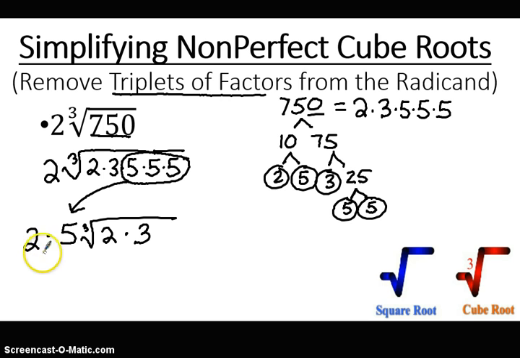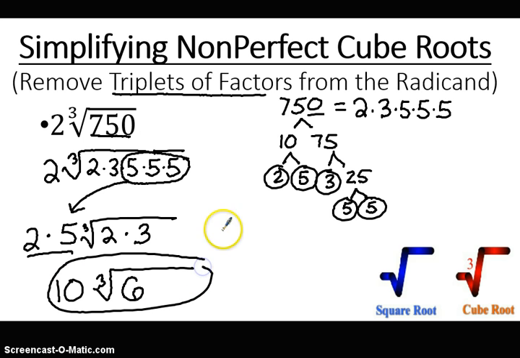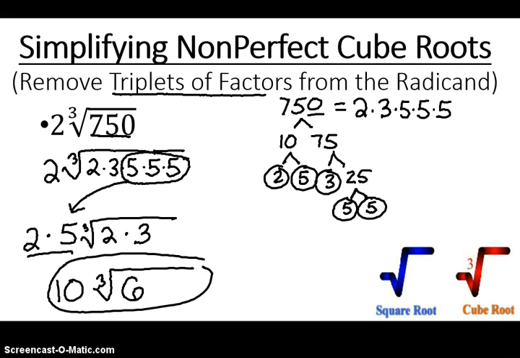The last step is to simplify, and we'll have our final answer. 2 times 5 is 10, times the cubed root of 2 times 3, which is 6. The 2 times the cubed root of 750 is equal to 10 times the cubed root of 6.